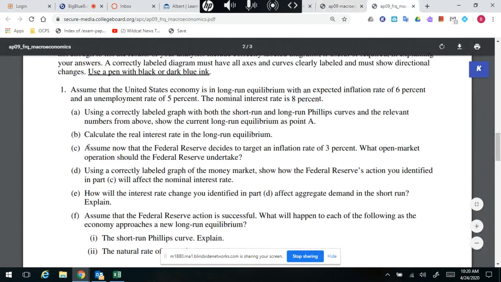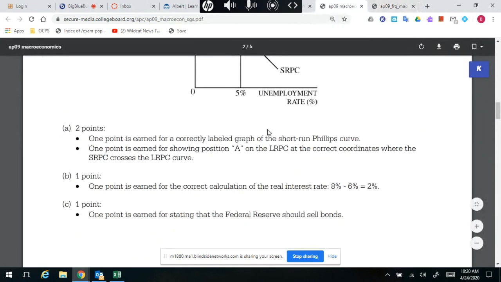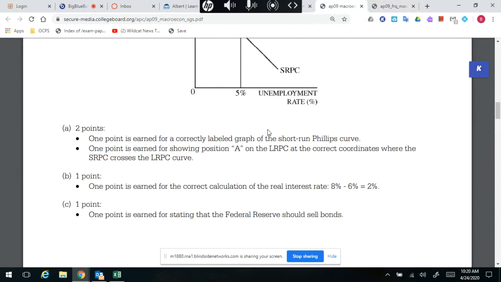All right. Assume now that the Federal Reserve decides to target an inflation rate of 3%. So they want inflation of 3%. What open market operation should the Federal Reserve undertake? So with an expected inflation rate of 6%, they want to target a 3% inflation rate. So we're going to see that they want the economy to shrink a little bit. They want prices to go down. We have currently 6%. They want to bring it down to 3%. So they want the price level to drop. They want the economy to shrink.